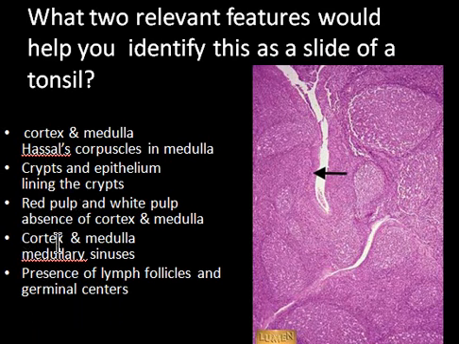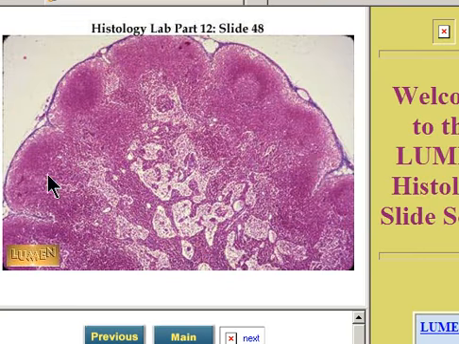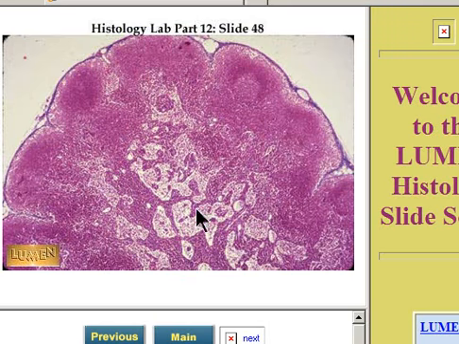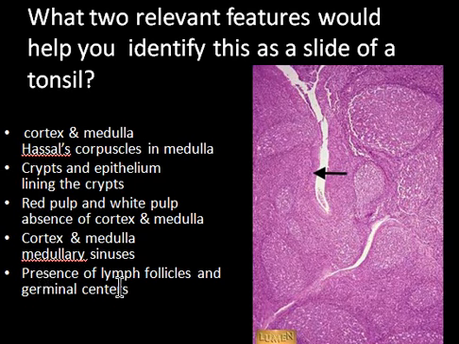Then presence of cortex and medulla and medullary sinuses. This is typical of the lymph node. And again, to show you a lymph node, so here is a lymph node. So you can see that you have the cortex up here, a darker staining area, and then the medulla here, and in the medulla you have these medullary sinuses. So this is what is seen in the lymph node, not in the tonsil. So hence this would not be a correct answer.